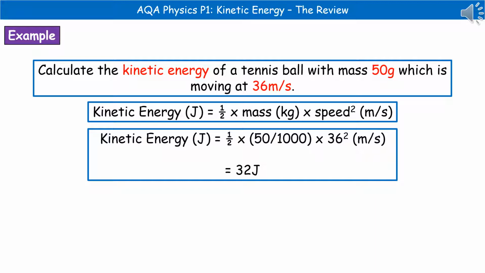And do go careful when using your calculator to make sure that it is squaring the 36 and not absolutely everything. So make sure you get a lot of practice in with your calculators before the day of the exam. Hence why you should be using them on a regular basis in school, not just waiting until you turn up to the exam and borrowing one. Once you've done that, your answer therefore should be 32 joules.